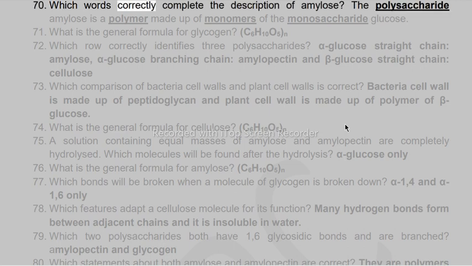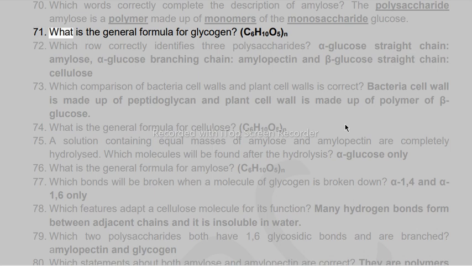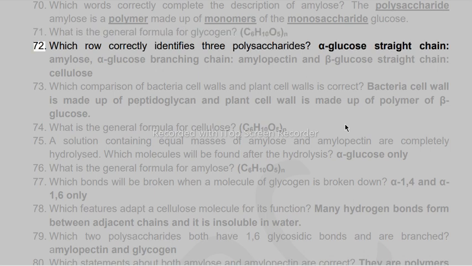70. Which words correctly complete the description of amylose? The polysaccharide amylose is a polymer made up of monomers of the monosaccharide glucose. 71. What is the general formula for glycogen? (C6H10O5)n.